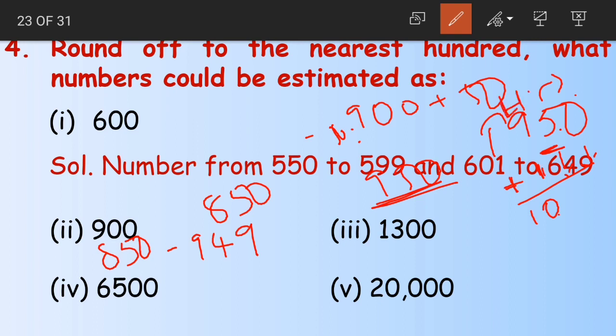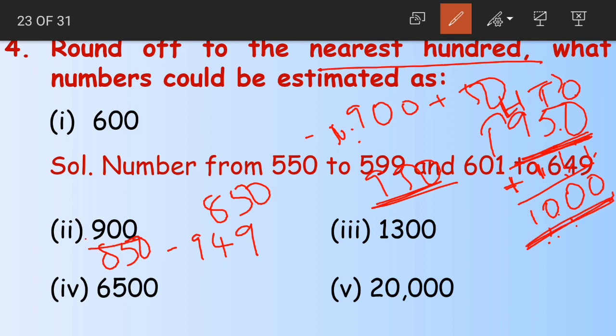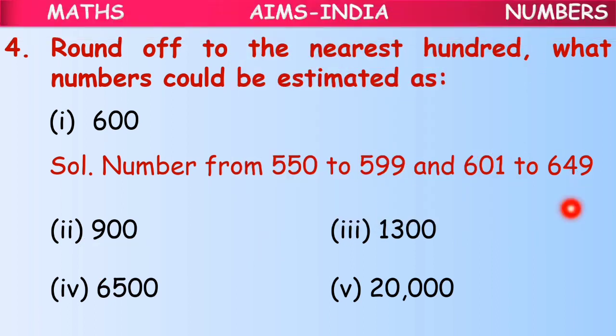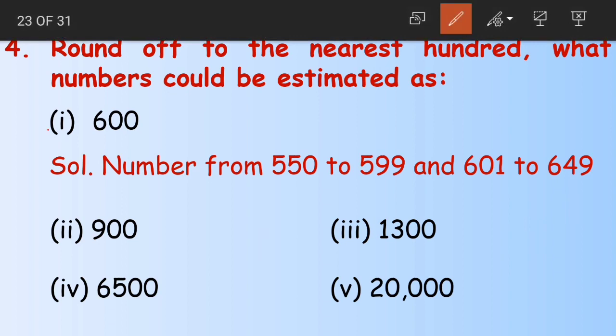The digits in tens and ones place will be replaced by zeros. So the number we get is 1000 but not 900. So when we estimate 950 to the nearest 100, the number we get is 1000 but not 900. So the numbers from 850 till 949, when estimated to the nearest 100, will give 900 as the answer. Yes, students, I solved 1 and 2. 3, 4 and 5 are for your trying out. Try solving these problems.